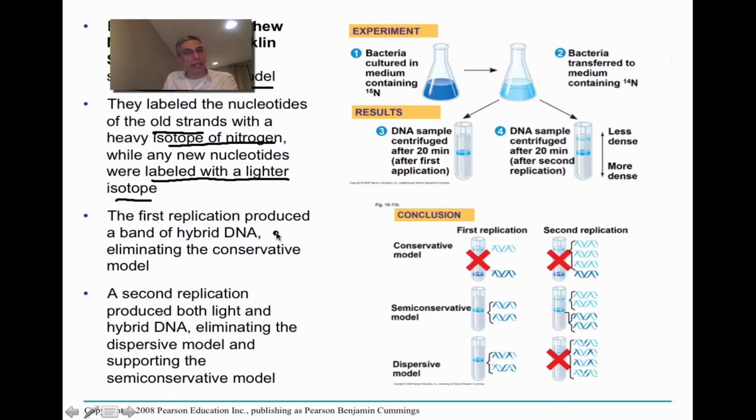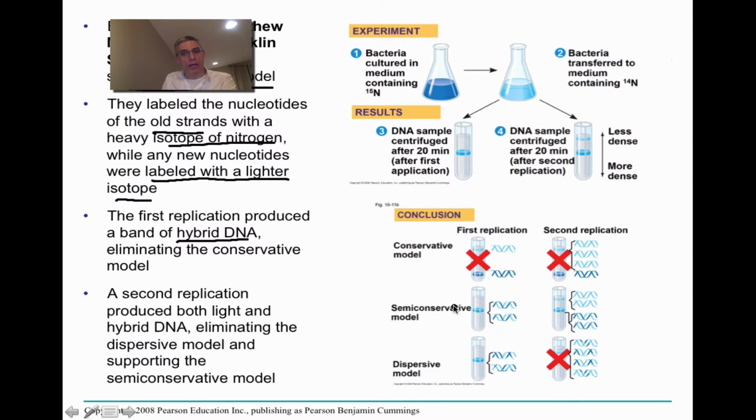Now, the first DNA replication that occurred produced a band of what we call hybrid DNA. Again, you have to look at the density here. It did not float to the top. In other words, remember those new nucleotides that would be used to construct the new DNA, it didn't go to the top, it didn't go to the bottom. Basically, it remained in the middle.